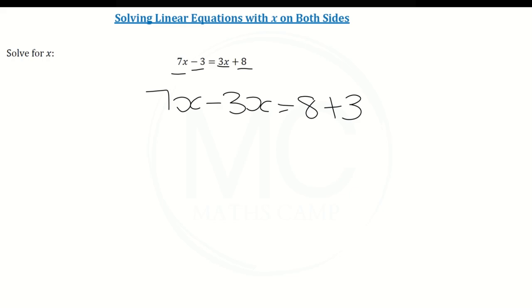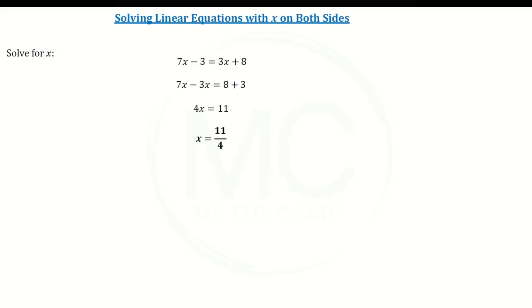Now we can add our like terms. 7x minus 3x gives us 4x. And on the right-hand side, 8 plus 3 is equal to 11. Finally, to get x by itself, let's divide both sides by 4. And we see that x is equal to 11 over 4. We cannot simplify this fraction any further, which means that this is the value of x.